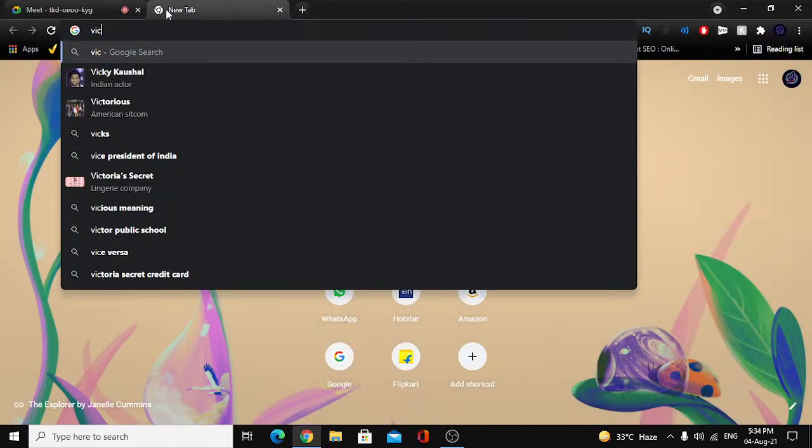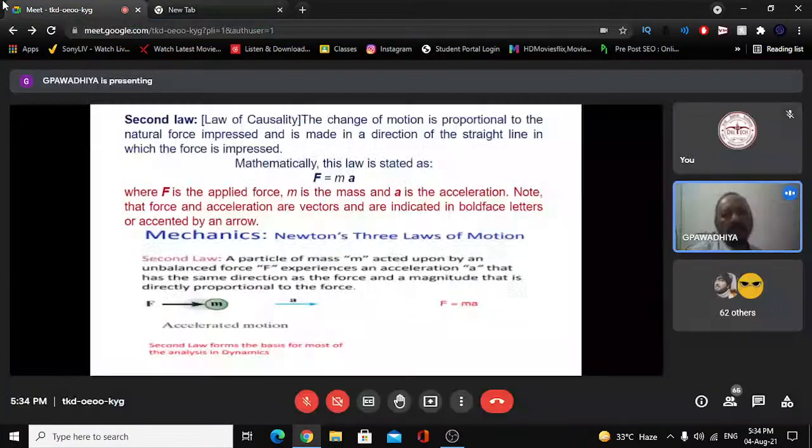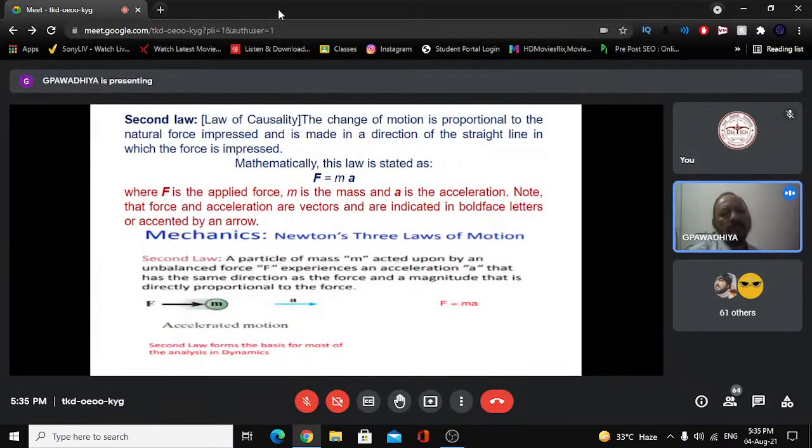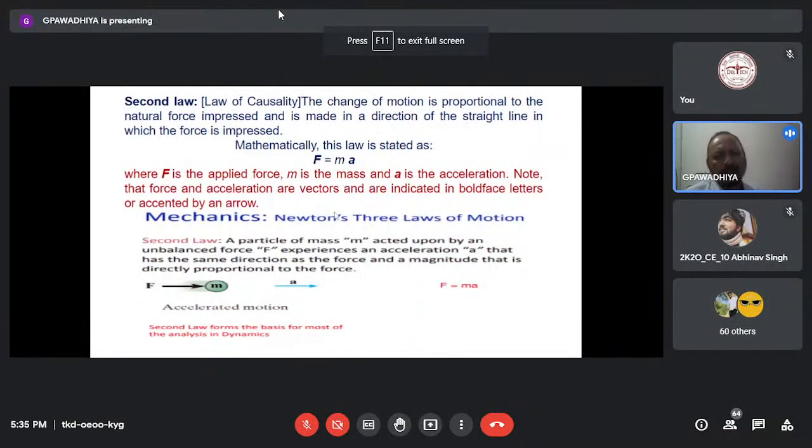From that, the change of motion, that is the time rate of change of motion, is momentum, that is motion proportional to the force applied. So using this relation, we can derive force is equal to mass into acceleration.